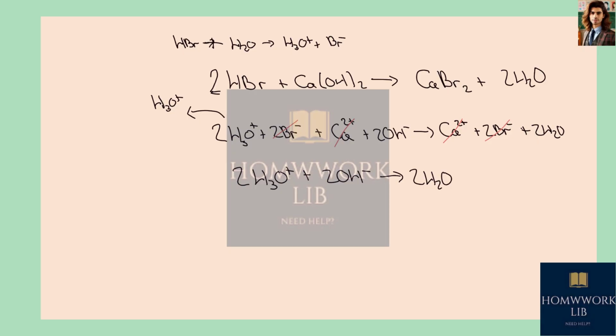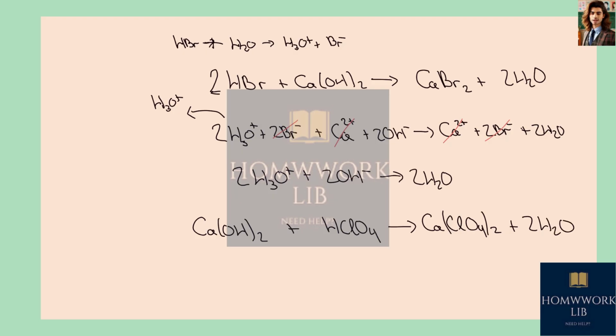Now, for the next reaction, we're going to get calcium hydroxide plus HClO4, another strong acid, that is going to react in order to produce Ca(ClO4)2 plus two equivalents of water.